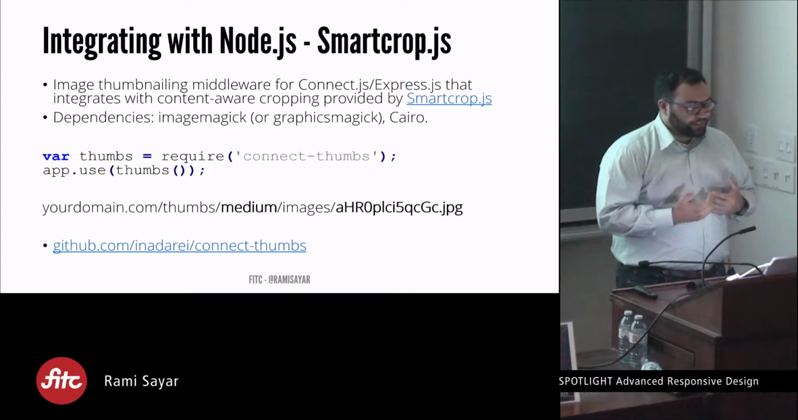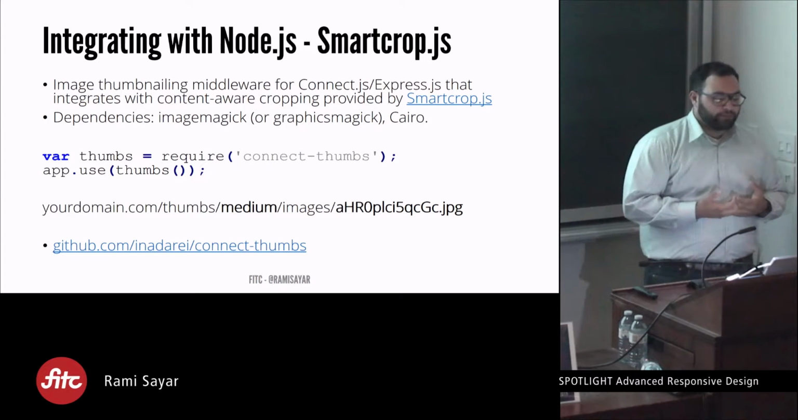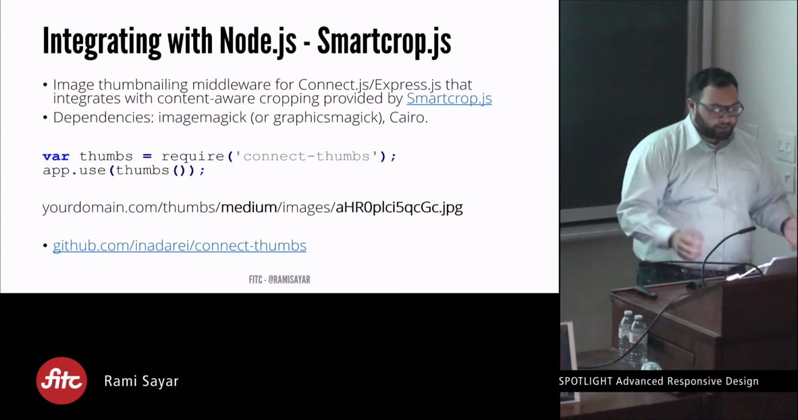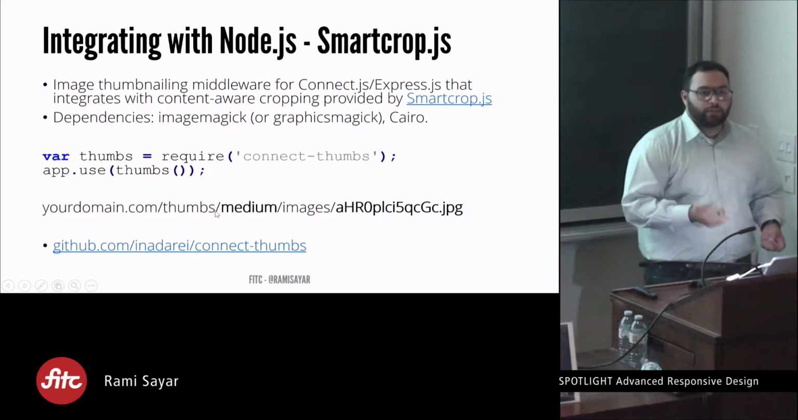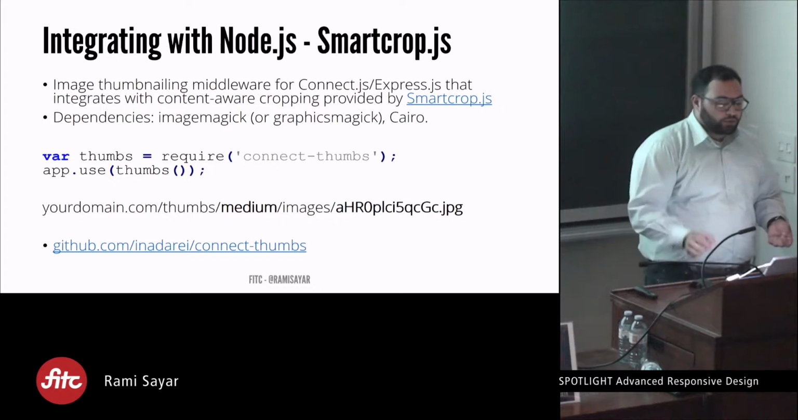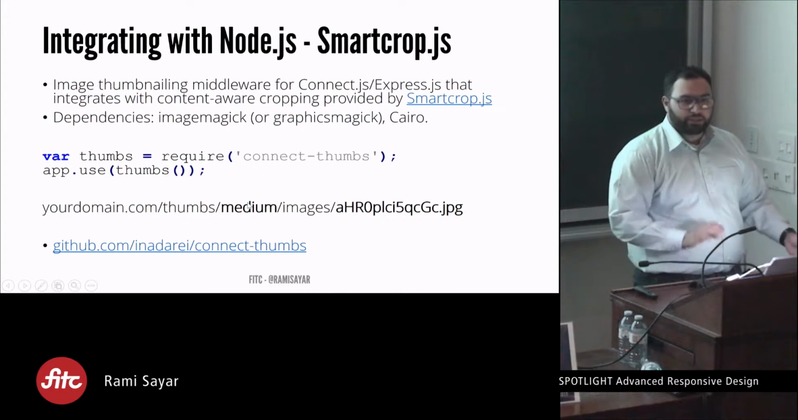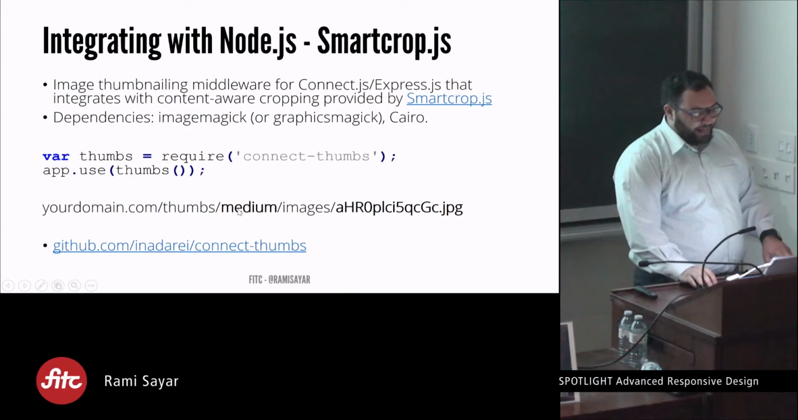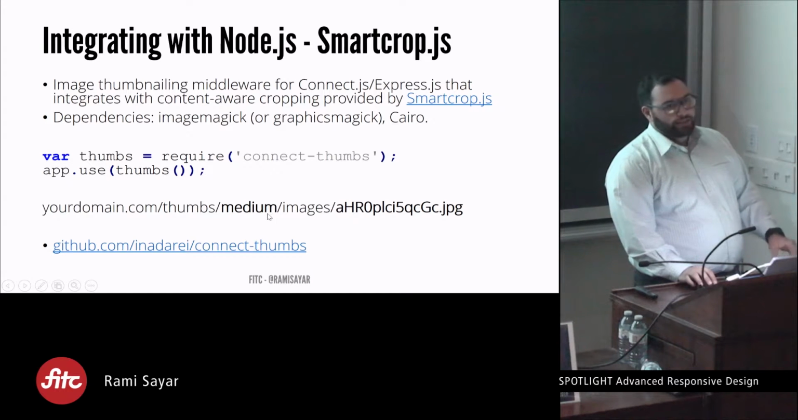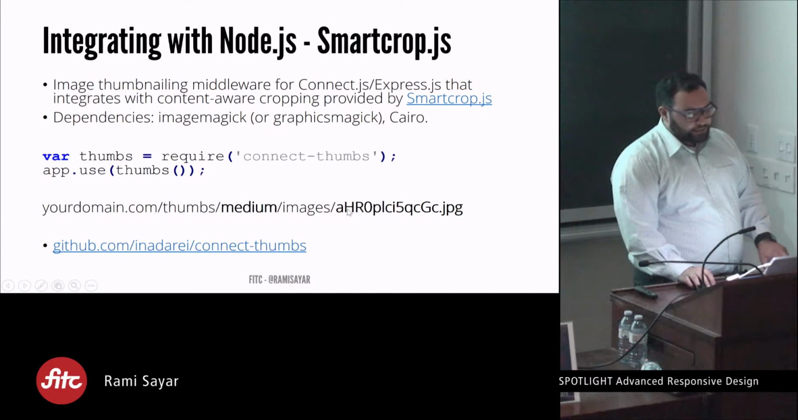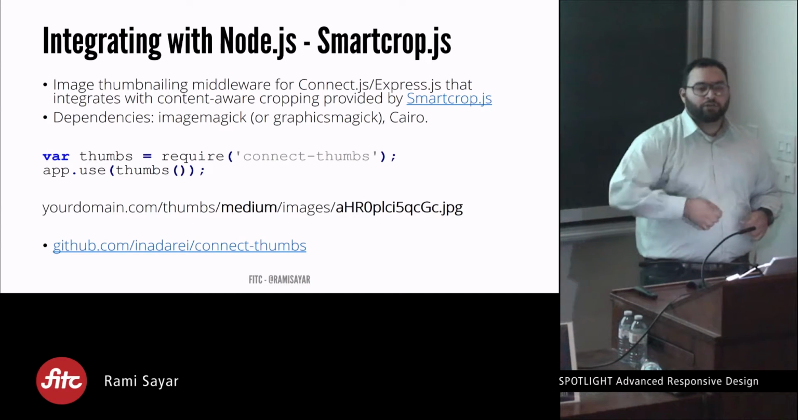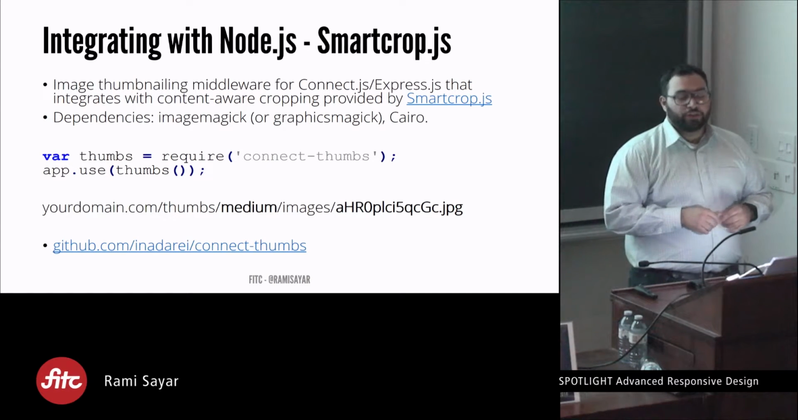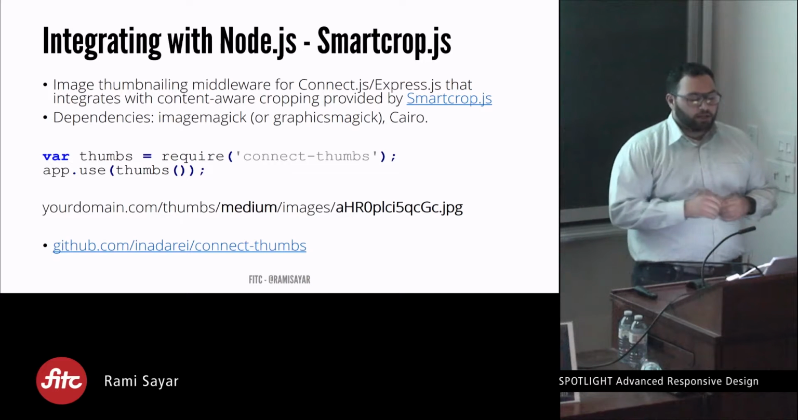And essentially what it does is, after you add the middleware, it creates this URL scheme, /thumbs, where if you request an image from your server, you can tell it how to crop it and what sizing and all that stuff by passing in the size that you want, like medium, and then a base64 version of the URL of the original image, which could be on your server or somewhere else.